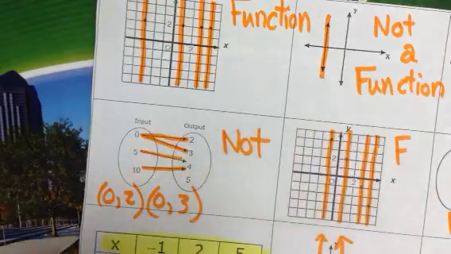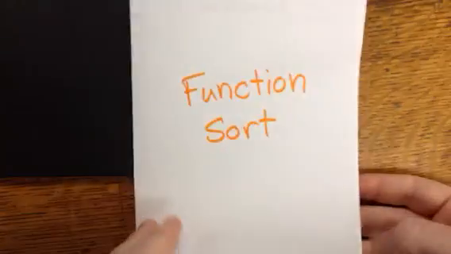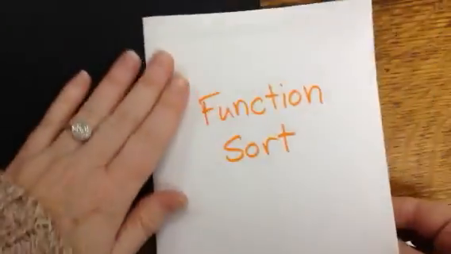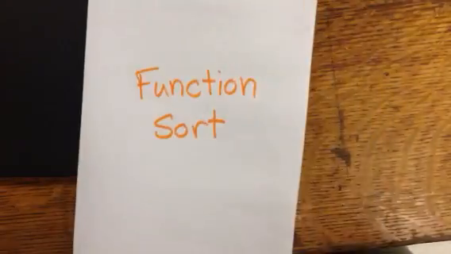Okay, so now you're going to cut these out just around your boxes and then put it in the correct side of your little function sort book. So that way you'll be done with notes and you'll be ready to do the practice page. Come get it from my desk.